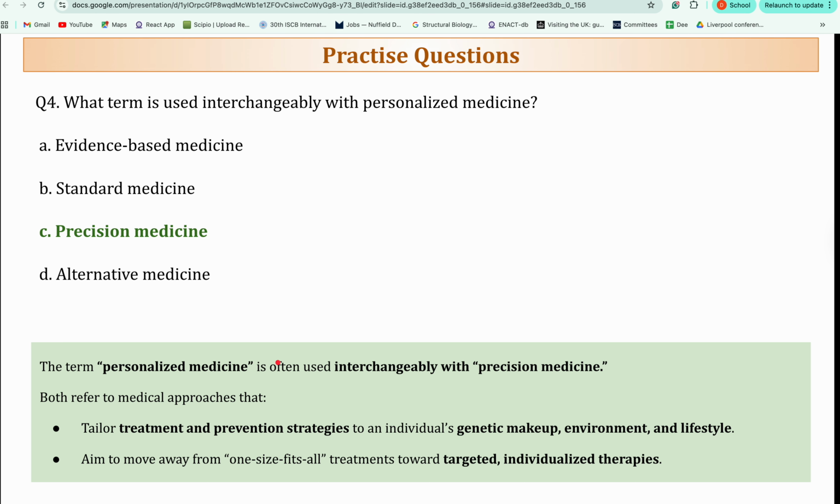So the term personalized medicine is often used interchangeably with the precision medicine, and both refer to the medical approaches that tailor the treatment and prevention strategies to an individual's genetic makeup, environment and lifestyle. And it aims to move away from the one size fits all treatment towards the targeted and individualized therapies. And another definition for the precision medicine is that right treatment given to the right individuals at the right time.